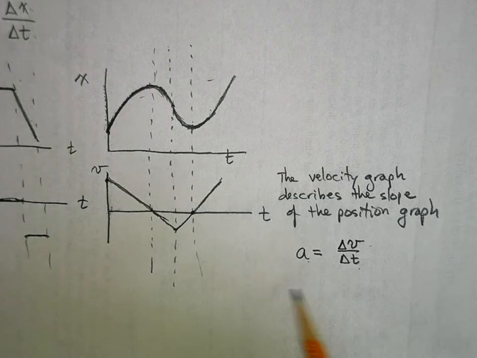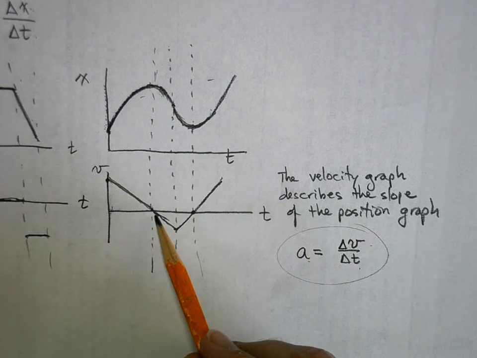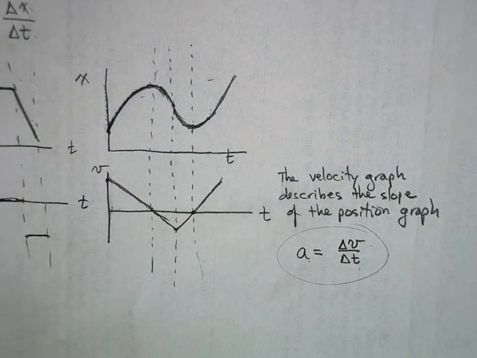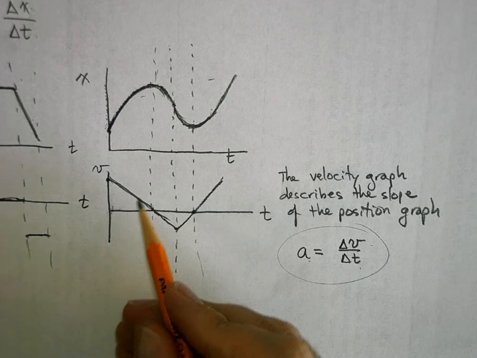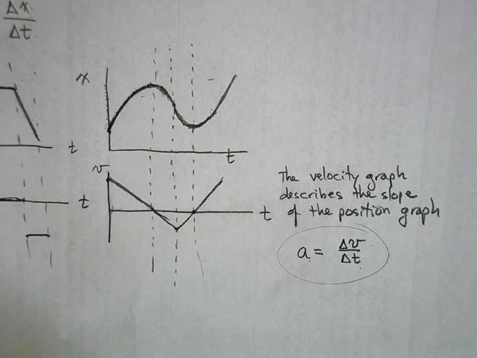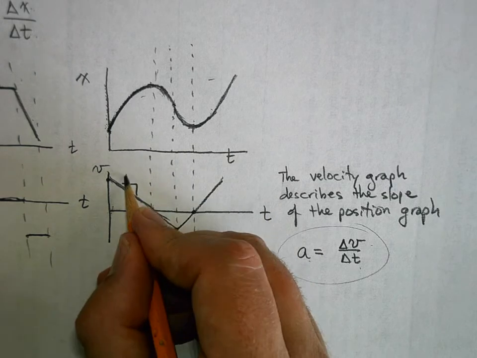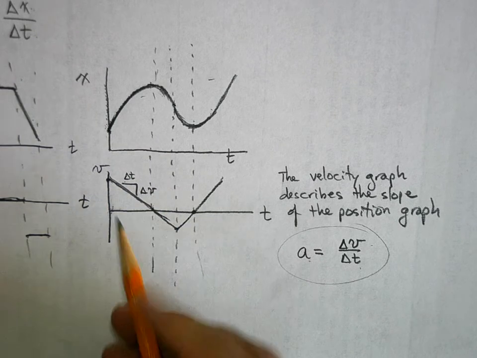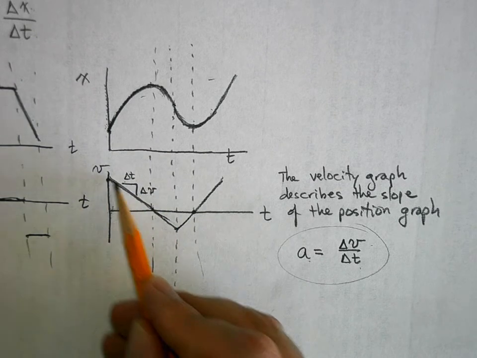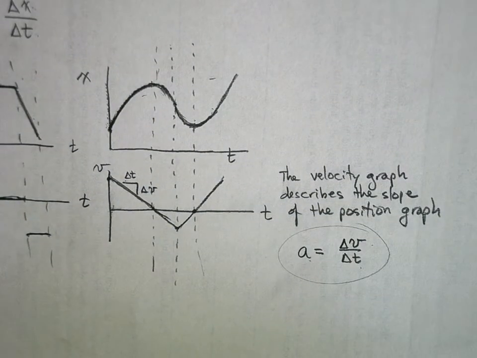Well, where is acceleration in this graph over here? Where would I get a delta V over delta T? The slope. This is velocity right here. Like, what's the slope of this? Draw a little slope triangle. This is my run, and this is the rise, delta V. Now, here, what's true about this slope? It's negative, and this is positive. Okay?